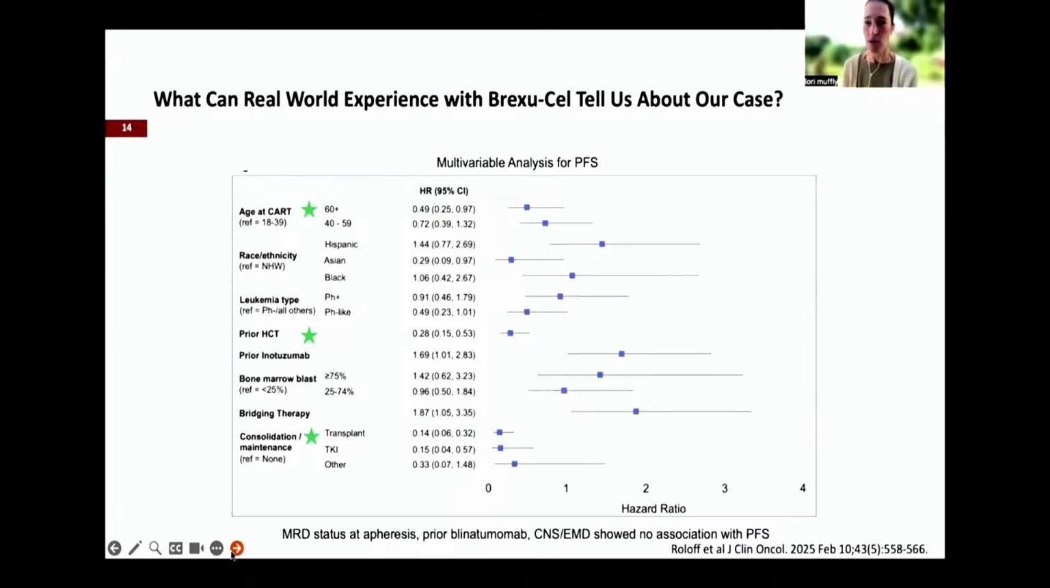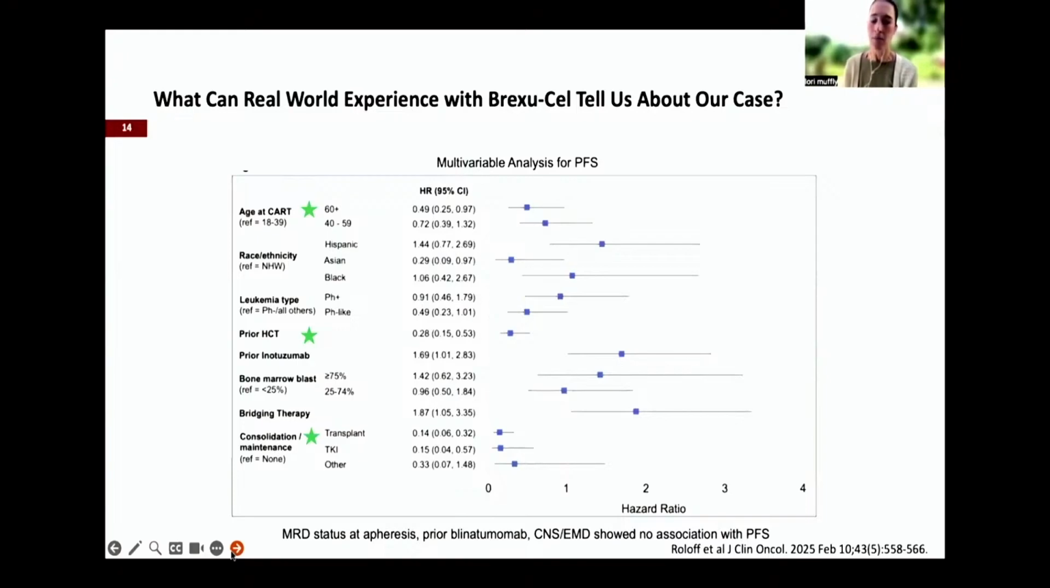Prior transplant was associated with much improved progression-free survival. And this has been seen now in a few different real-world studies across the world of Brexucel, that patients who received transplant prior to CAR had better outcomes. And we hypothesized that this may have to do with T cell fitness. It may have to do with a graft versus leukemia response.